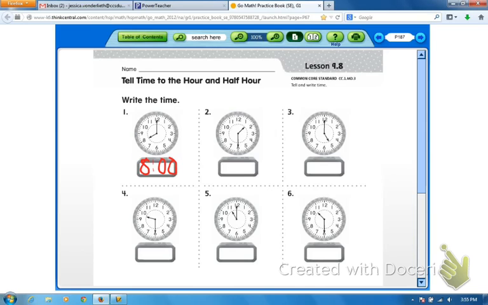If our minute hand is down at the 6 and our hour hand is in between the 1 and the 2, this is on problem number 2, we would say it is 1:30 or half past 1. They can say it both ways. They're wanting to write them on a digital clock though, with the numbers. So do the same thing on number 3 through 6.